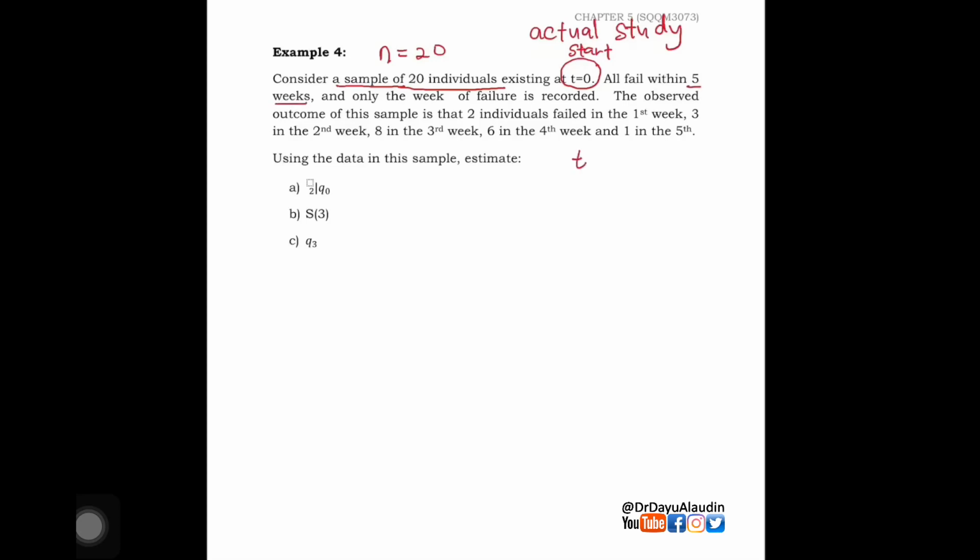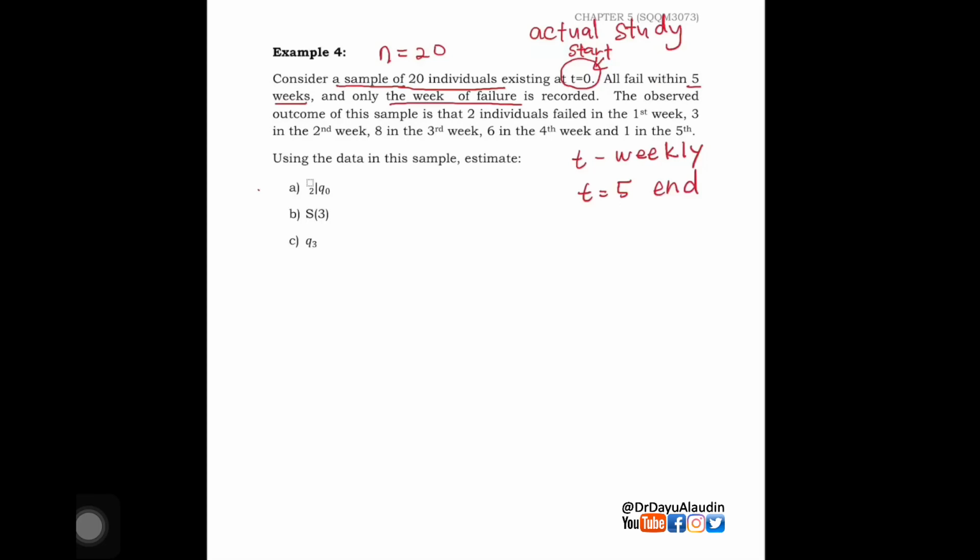So t is weekly, and at t equal to 5, it ends. So the observation ends at t equal to 5 and starts at t equal to 0, since all fail within 5 weeks. And only the week of failure is recorded. So failure here is about death, for example.